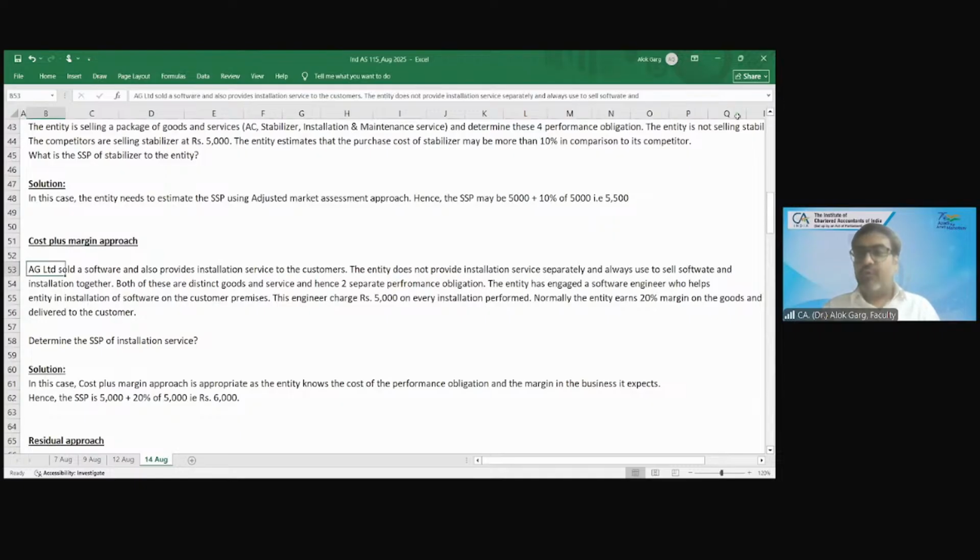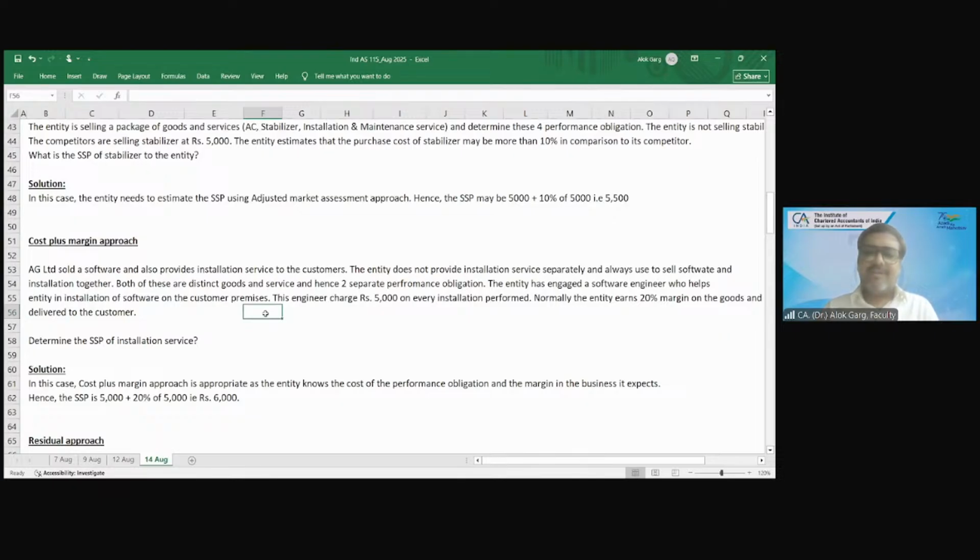AG Limited. Who is AG Limited? Alok Garg Limited. Alok Garg Limited sold software and also provided installation services to customers. The entity does not provide installation service separately and always sells software and installation together. Both of these are distinct goods and services and hence two separate performance obligations, right? The entity has engaged a software engineer who helps the entity in installation of software on the customer premises.